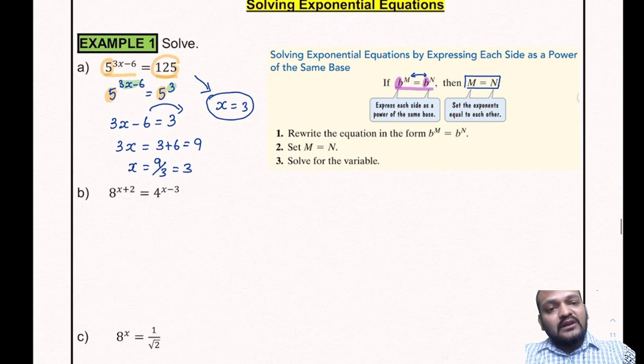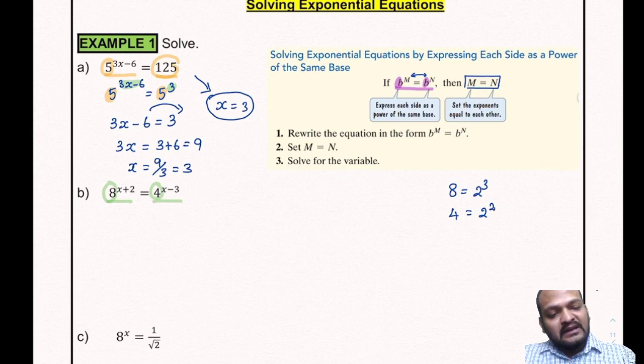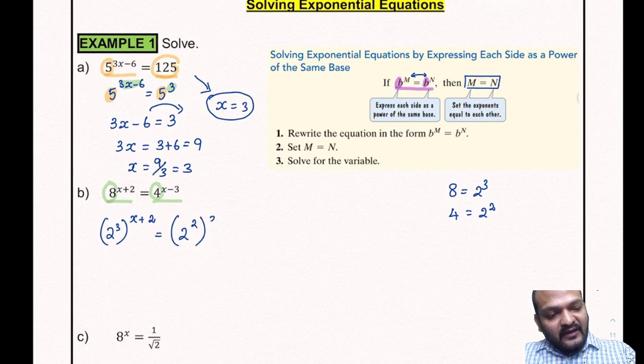All right, now if you take a look at this problem right here, I have 8 to the x plus 2 equals 4 to the x minus 3. Now again, I don't have the same bases. Is there a common factor between the 8 and 4? Yes, I found a common factor, and that common factor is 2. You all agree with me that 8 is equal to 2 cubed and 4 is equal to 2 squared. I'm going to use that. So I'm going to rewrite this left hand side as 2 cubed raised to the power of x plus 2, and the right hand side as 2 squared raised to the power of x minus 3.